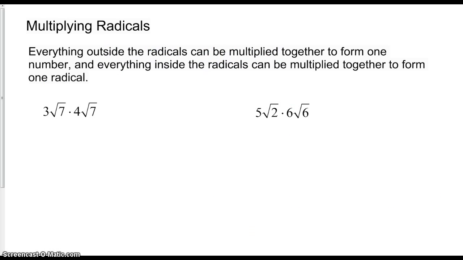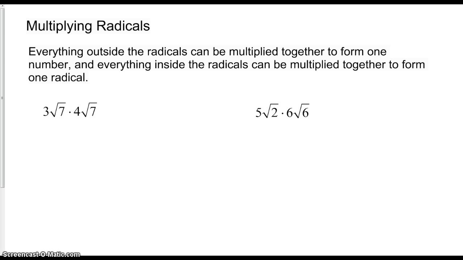Okay, so last topic, multiplying, dividing, adding, subtracting radicals. Okay, so first of all, multiplying radicals. Multiplying radicals is very straightforward. Since there's no pluses or minuses here, you just multiply everything that's outside of the radical together to combine it into a single value, and everything that's under any radical can be multiplied and put back together into a single radical, and you can continue simplifying.